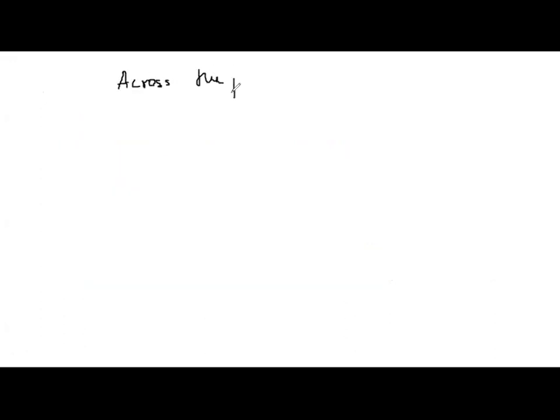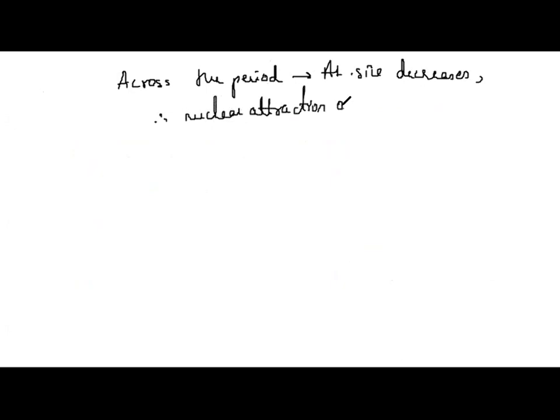Across the period, atomic size decreases. Therefore, nuclear attraction on valence shell electrons increases. Therefore, ionization energy, they've said first ionization, so I'll take first ionization energy, also increases.